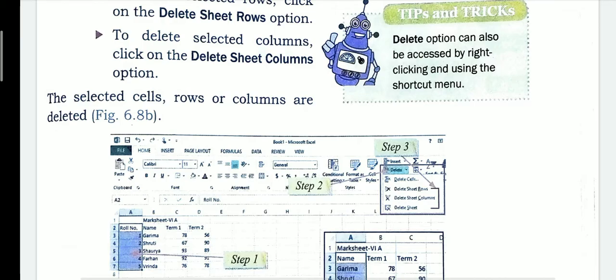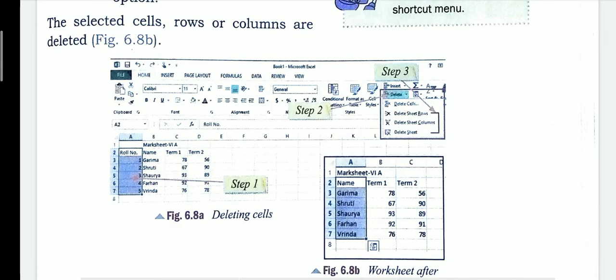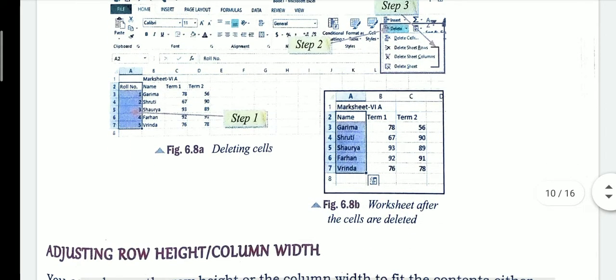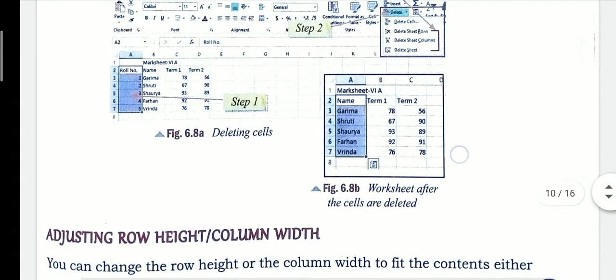As you can see in the given figure, here roll number is selected, and after selecting roll number, click on delete sheet column option to delete the entire roll number from the student details. After clicking on delete sheet column option, you can see here roll number column is deleted from the next image.